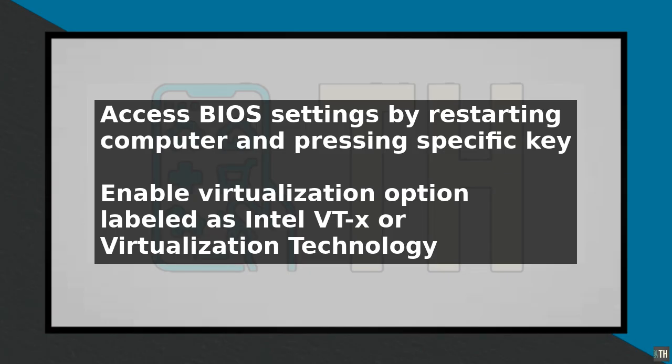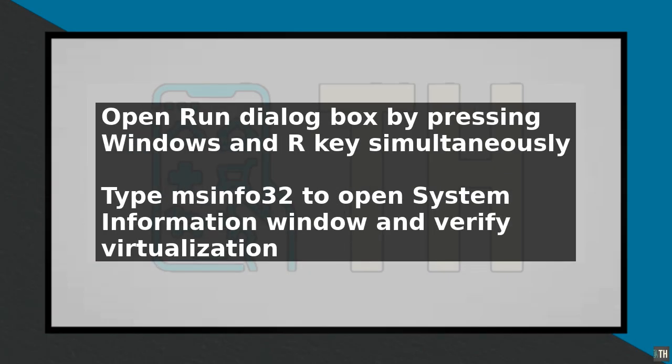Once you are in the BIOS settings, look for the virtualization option, which may be labeled as Intel VT-x, AMD-V, or virtualization technology. Enable this option and save the changes. Then exit the BIOS settings and let your computer boot normally into Windows 11.